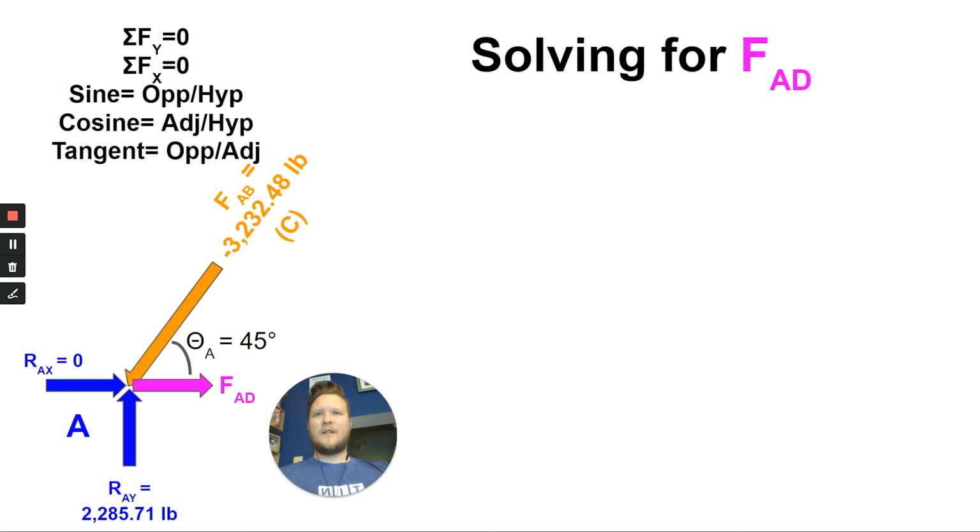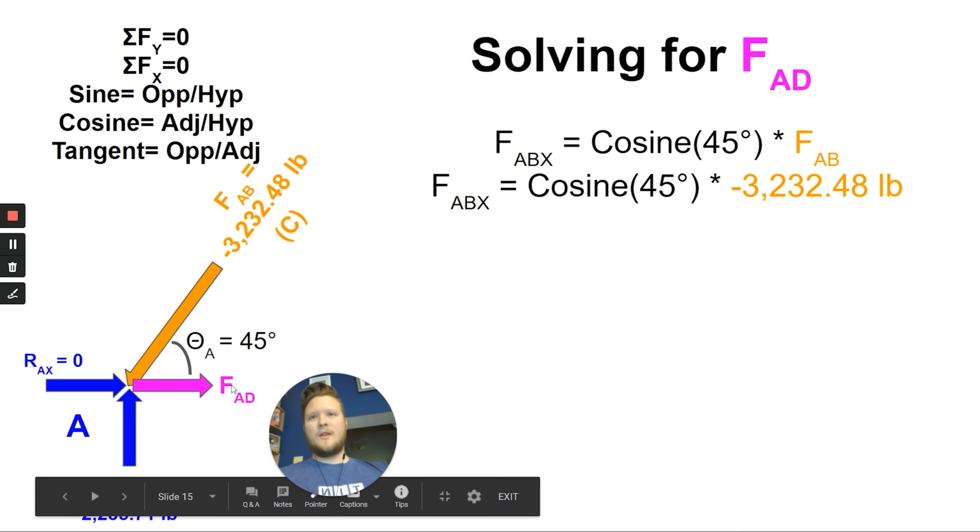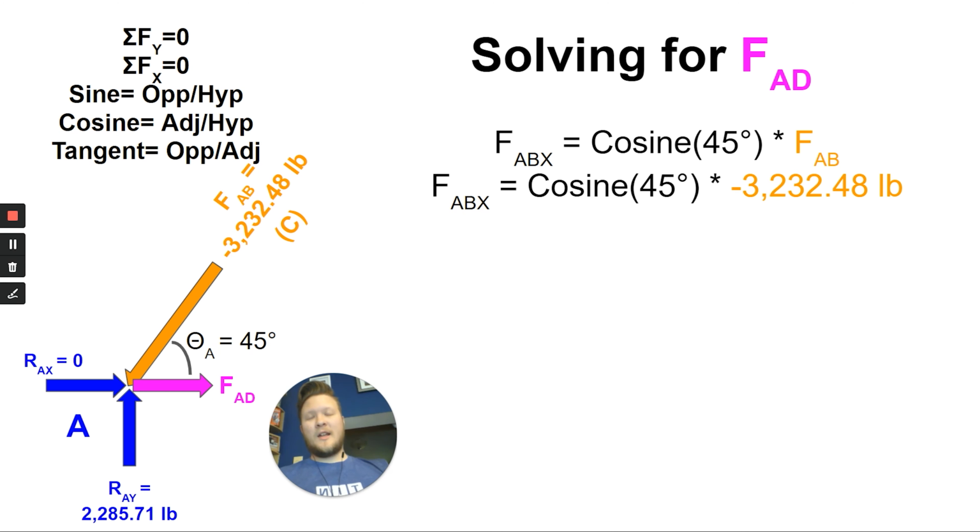So now we're going to solve for FAD. FAD is in the x direction, so we have to use our sum of the forces in the x direction. But we didn't calculate what FAB in the x direction would be yet, and it clearly has an x component since it's diagonal. So the first thing we need to do is find that FABX, which we know would be right here over FAD. So that is the adjacent side, and we found our hypotenuse. So cosine of 45 times our hypotenuse gives us FAB in the x direction.